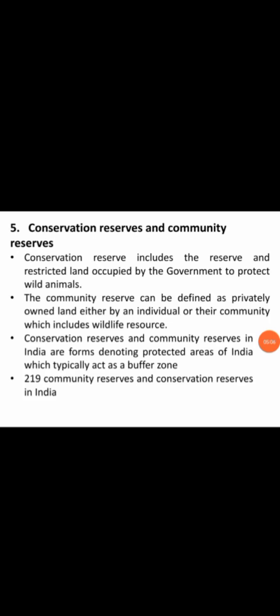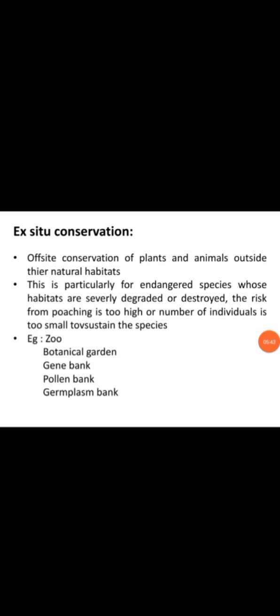Next in in situ conservation are conservation reserves and community reserves. Conservation reserves include the reserved and restricted land occupied by the government to protect wild animals, whereas a community reserve is defined as privately owned land, either by an individual or community. Conservation reserves and community reserves in India are forms of protected areas which typically act as buffer zones. There are 219 community reserves and more than 100 conservation reserves in India.